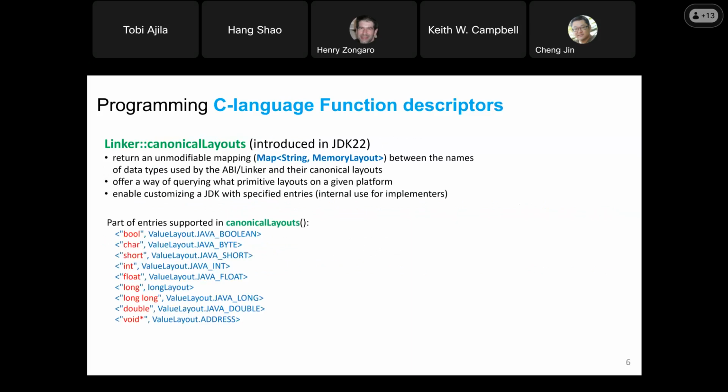canonicalLayouts is a new method added to Linker in Java 22 to offer a way of probing the primitive layouts supported on a given platform. Literally, it's composed of a bunch of map entries like what I list here, which means you can see what primitive layouts are supported on your platform, but you cannot change any of them. This is why this method is mostly used internally in JDK.